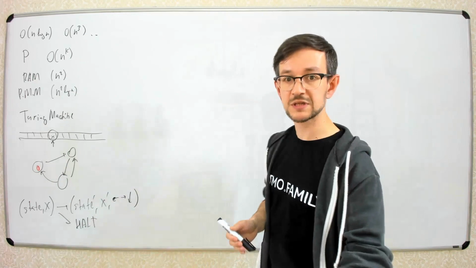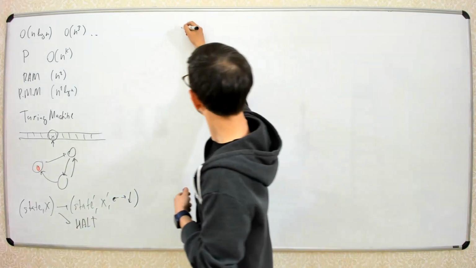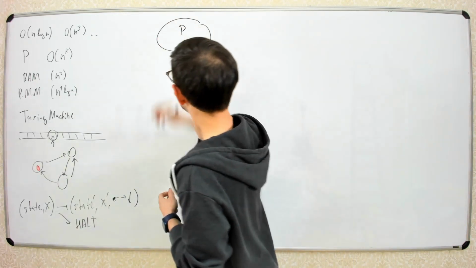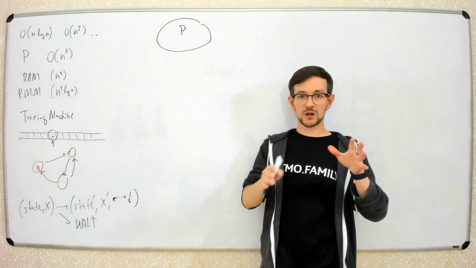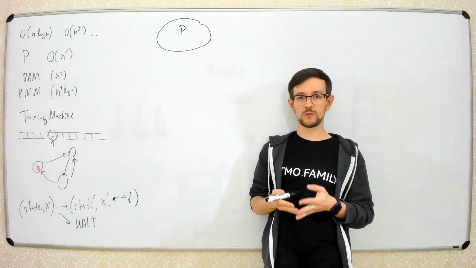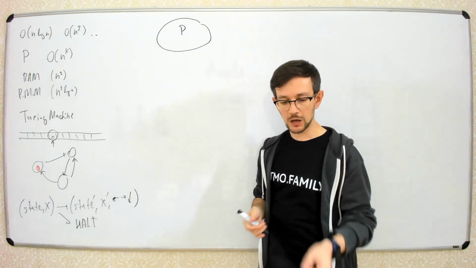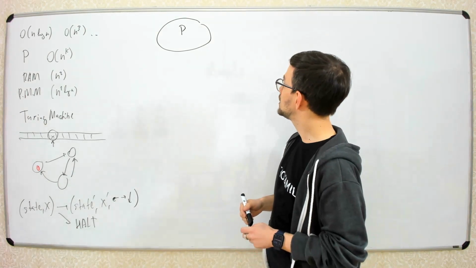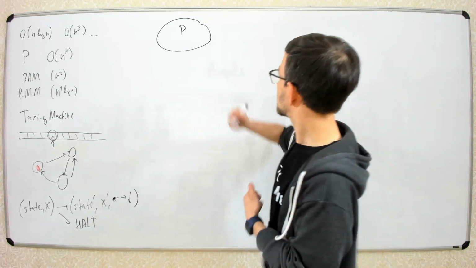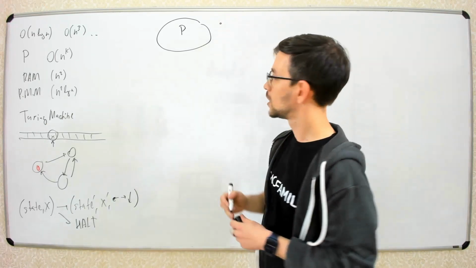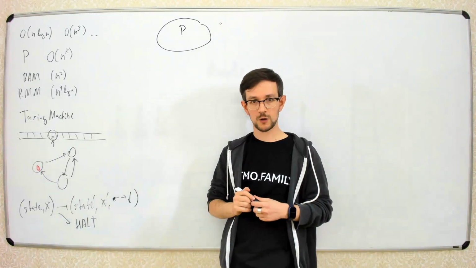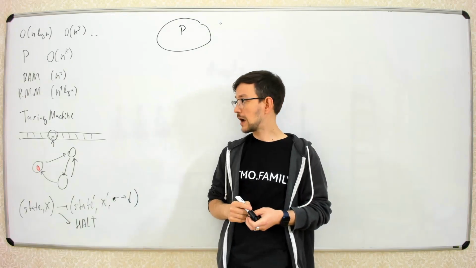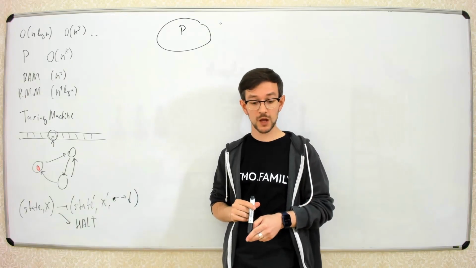So we have this class P. Class P is a class of all problems solvable in polynomial time. And what people think next is, is there any problem outside of this class? Can we find any problem which is not solvable in polynomial time? And it turns out there is some problem.